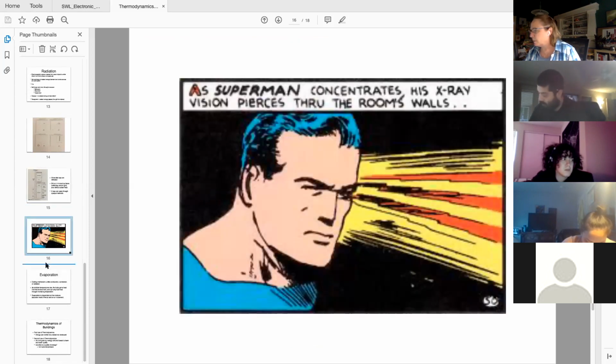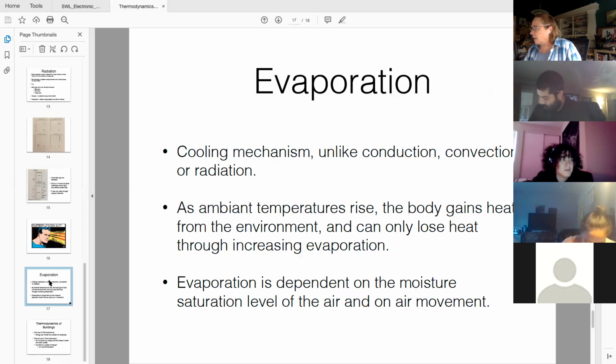Okay, we went through Superman. So we talked about our two kinds of heat, sensible and latent. We talked about our three methods of heat transfer: convection, conduction, and radiation.